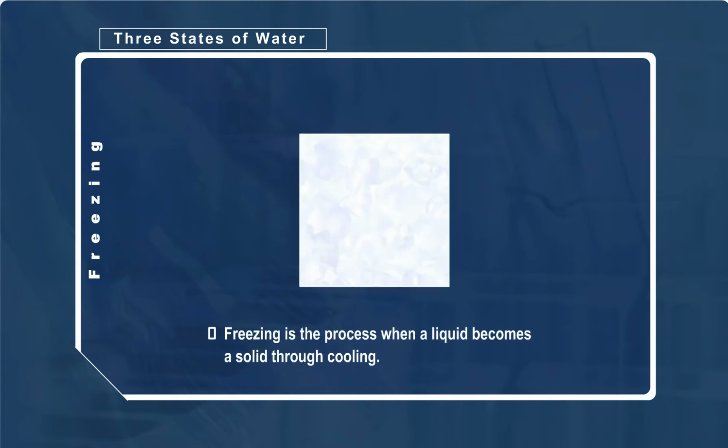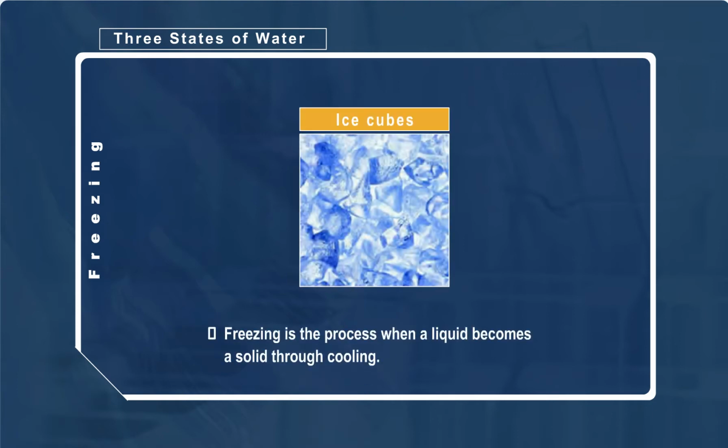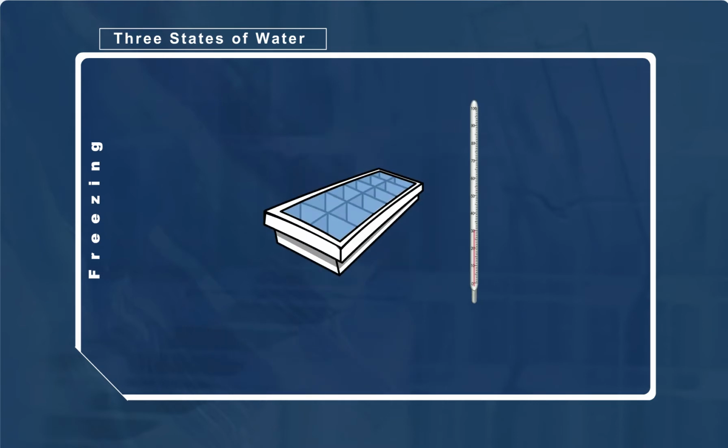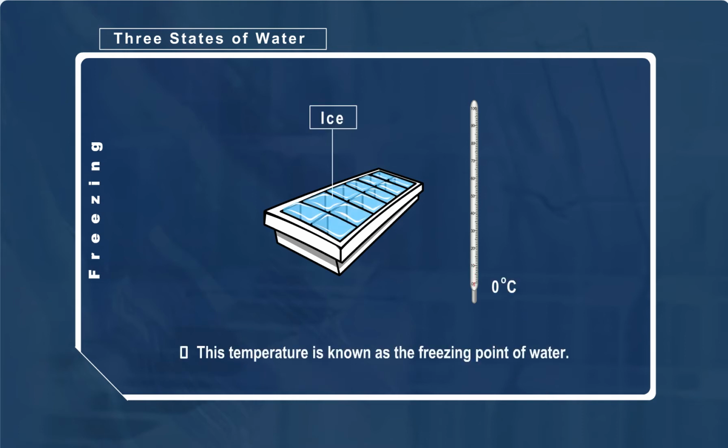When a liquid becomes a solid through cooling, the process is called freezing. Liquid water freezes to form solid water when it is cooled to 0 degrees Celsius. Thus, this temperature is known as the freezing point of water.